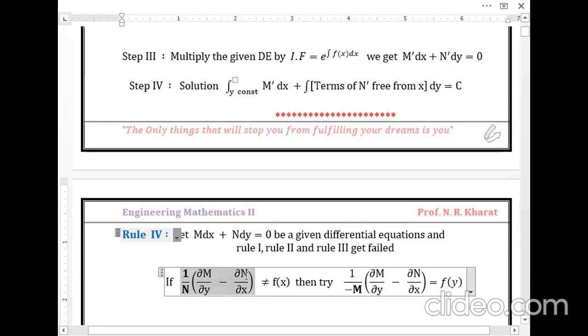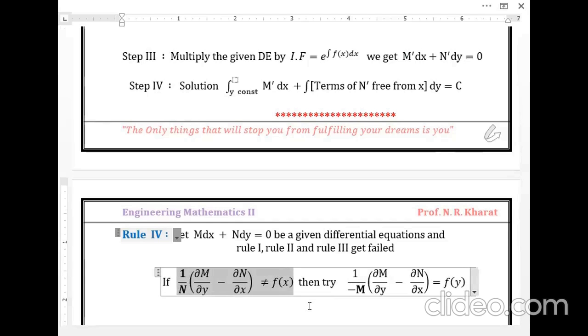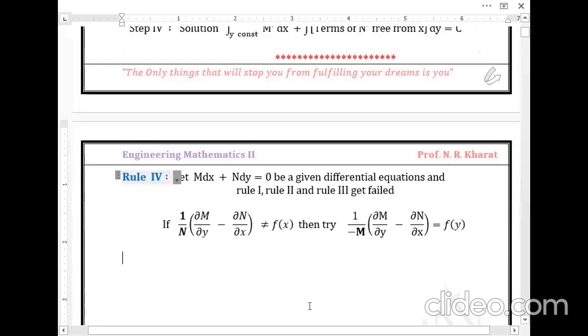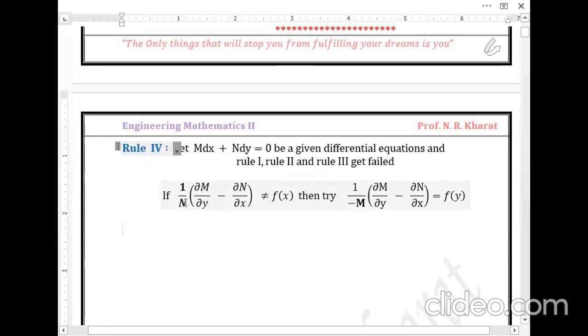Meaning if rule number 3 is considered here, the derivative of M with respect to y minus the derivative of N with respect to x, divided by N, and that final answer is not only a function of the x variable, then rule number 3 is not applicable. So we have to make the small change. Instead of dividing this subtraction by N, we have to divide the given subtraction by minus M.